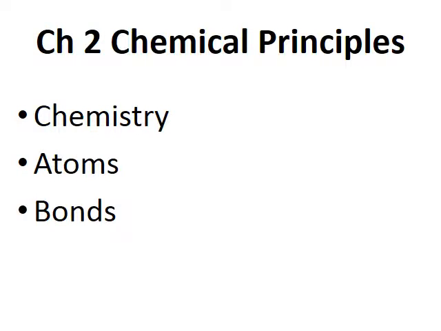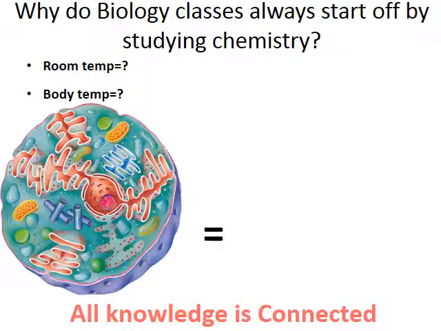So the first thing I want to ask you is, why do you think biology classes always start off by studying chemistry? It's kind of strange that we're going into a different subject matter at the beginning of the class. And it really makes a lot of sense when you think about it. This cell pictured in this slide is a eukaryotic cell. You can tell because it has a bunch of organelles inside of it, and you can see it's really complex.